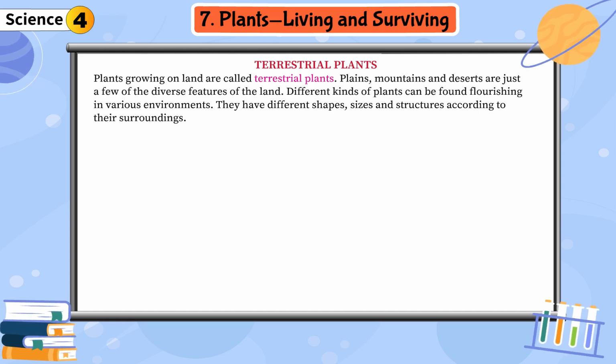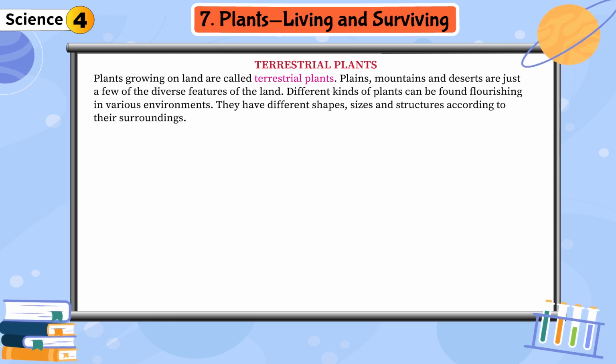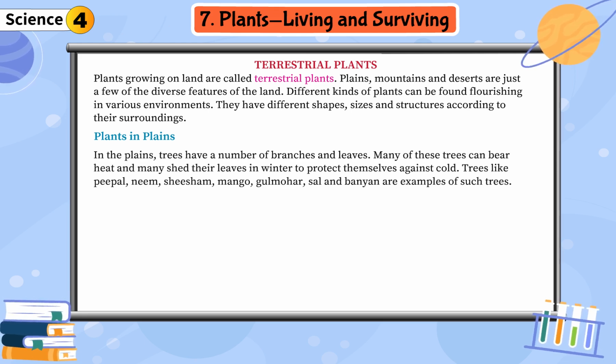Plains, mountains and deserts are just a few of the diverse features of the land. Different kinds of plants can be found flourishing in various environments. They have different shapes, sizes and structures according to their surroundings. Plants in plains. In the plains, trees have a number of branches and leaves.